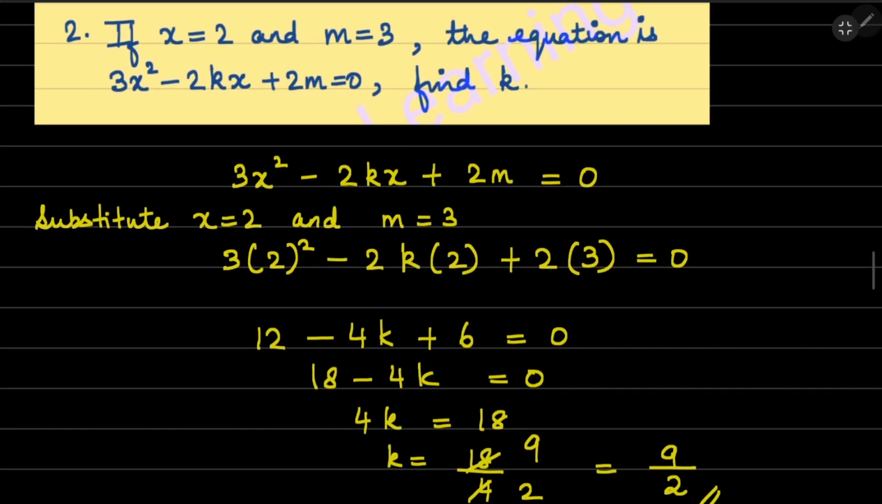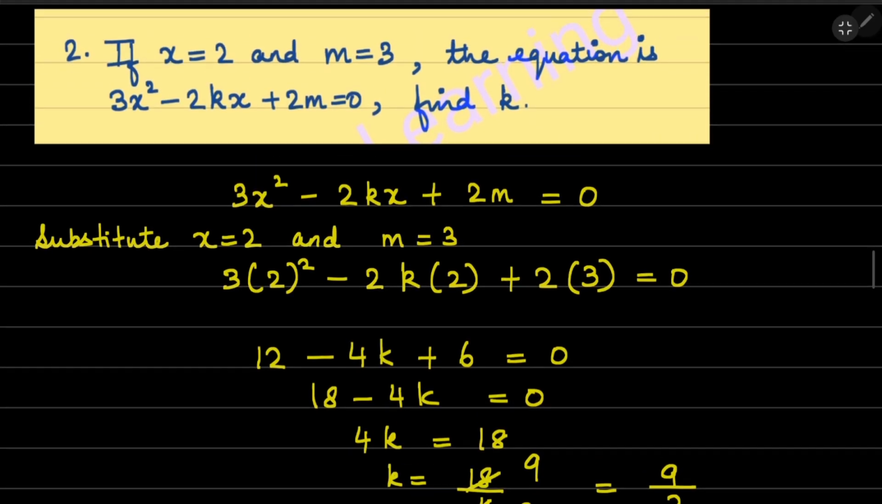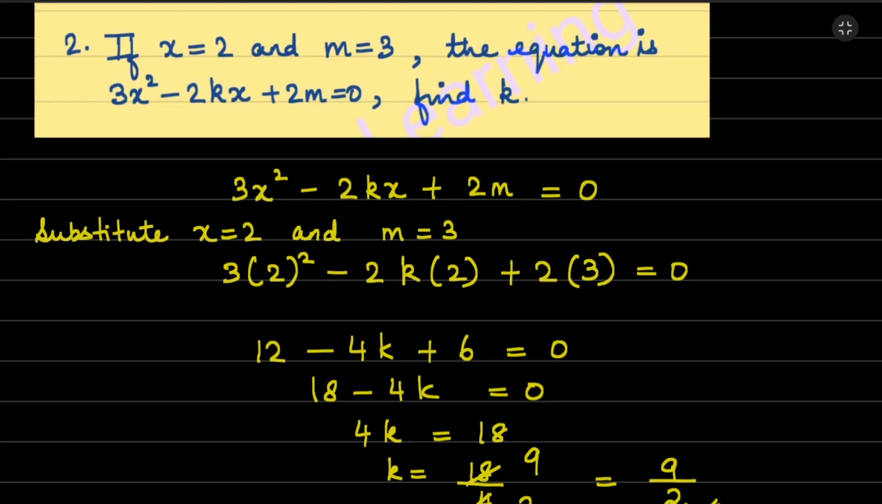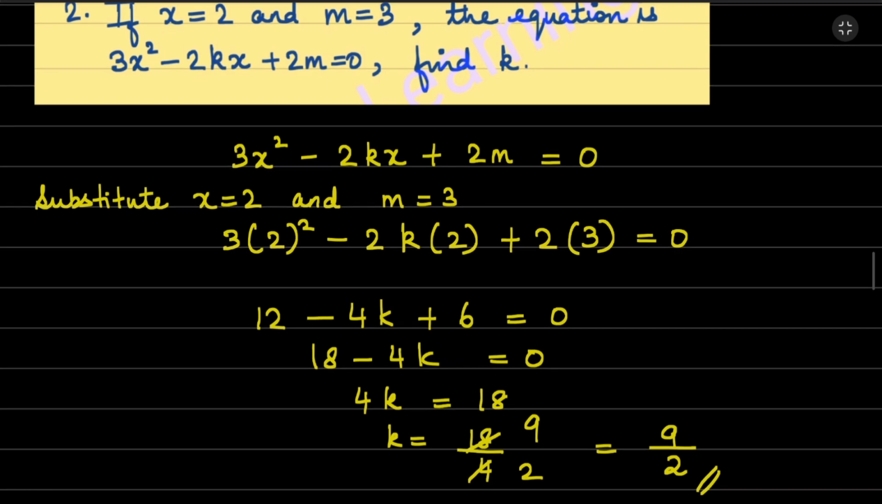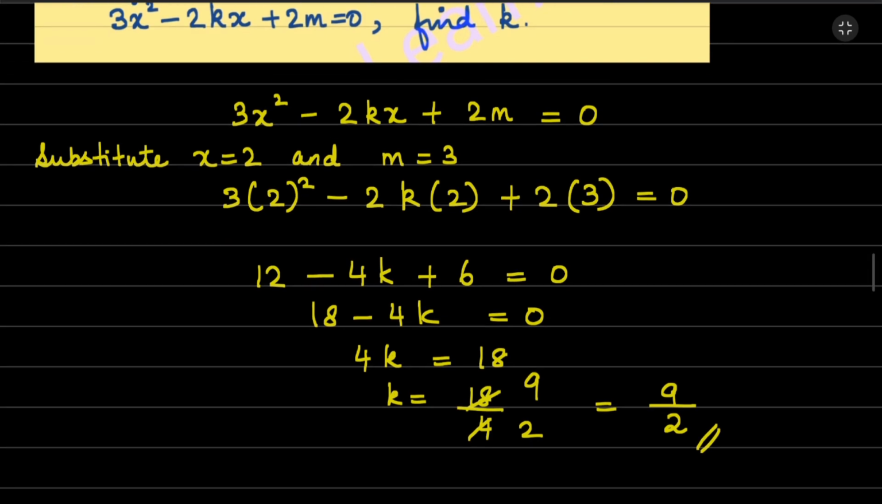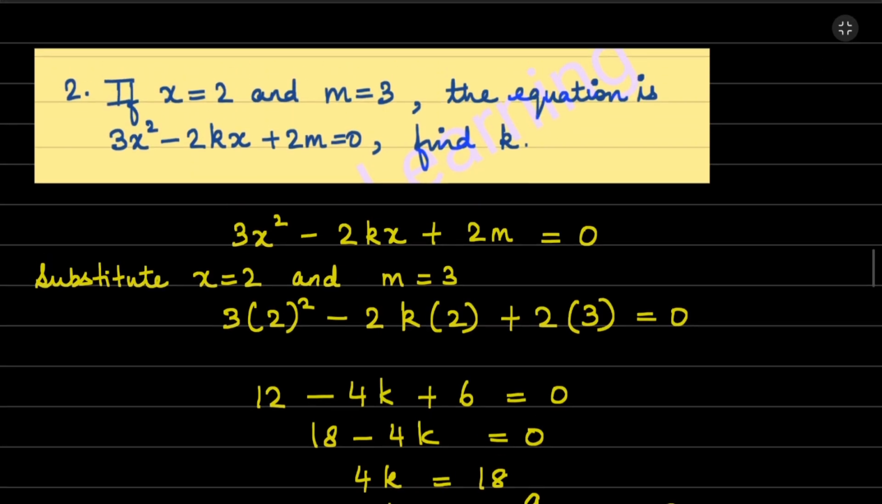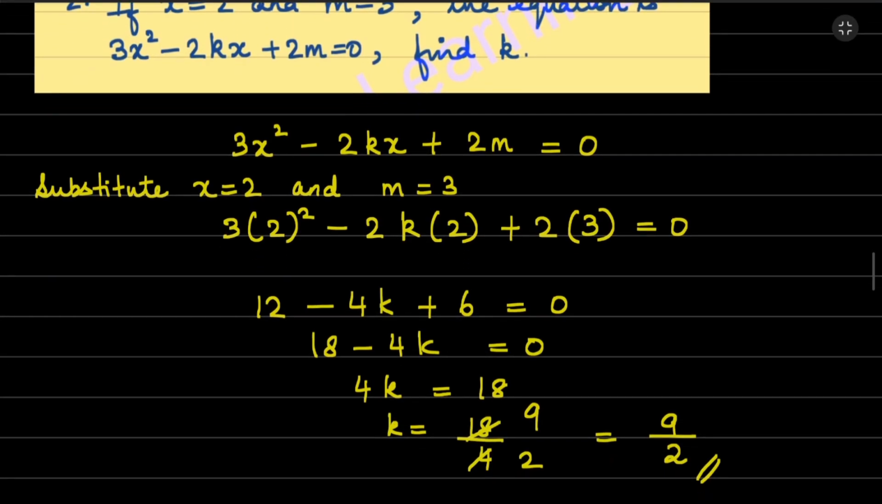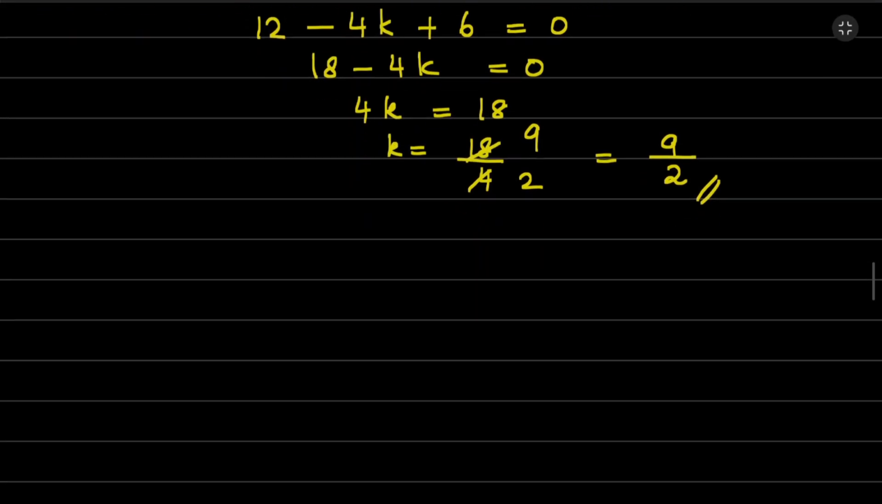Okay, you have to find k. It's just a substitution method. Whatever value is given to you, you're just replacing x with 2 and m with 3, and you're finding the value of k. Quite an easy question. There's no quadratic to be solved here, right? Okay. Let's move on to the third question.